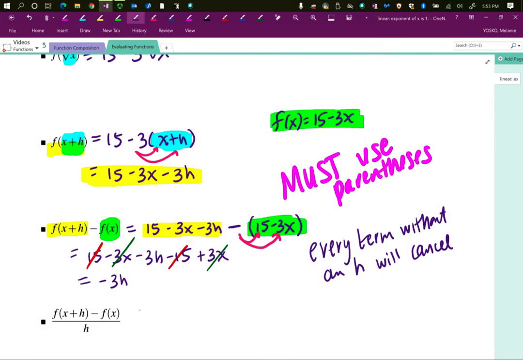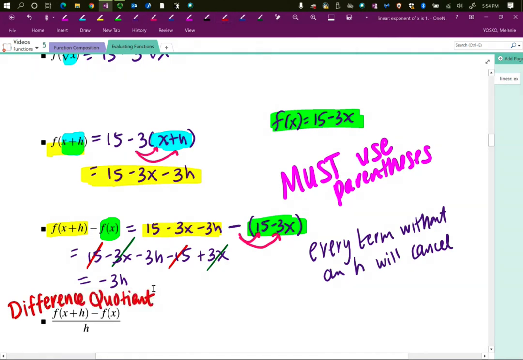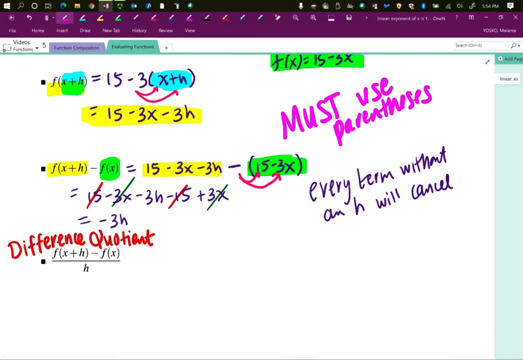So this part right here, this is something really fun. You're going to use it a lot if you continue your math. This is called the difference quotient. So the difference quotient, if you notice, we've already been building to that. We did f of x plus h. Then we did f of x plus h minus f of x. If you look, the numerator here is this. Okay, let me highlight this in purple. This, which we found out was negative 3h, is your numerator.